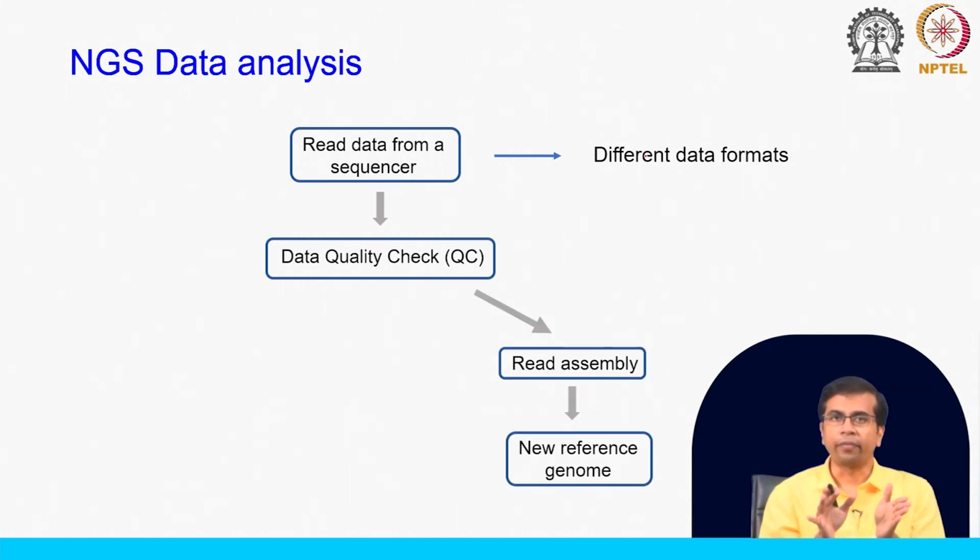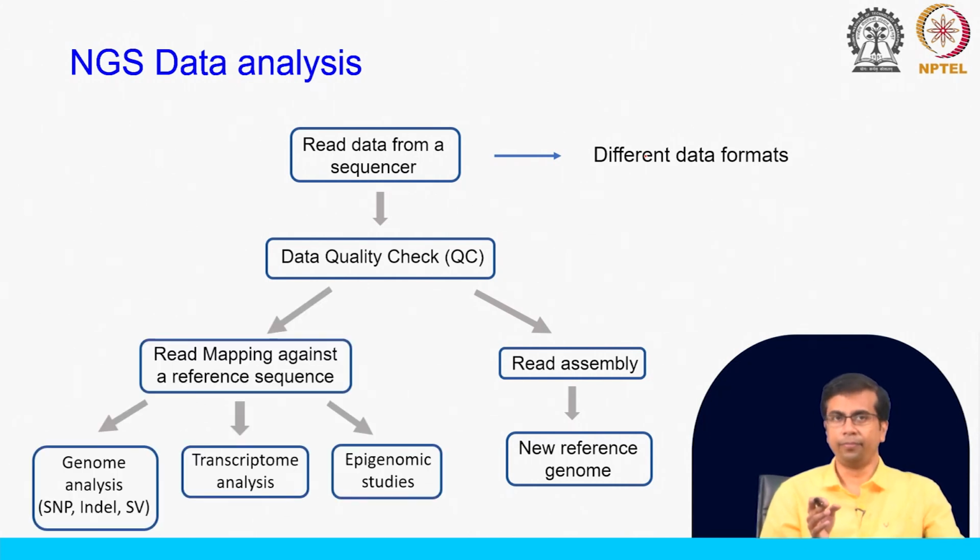Now, after you have done the quality check and you are satisfied that the data is good, you can take different paths for different types of analysis. Briefly, one path that we have is the assembly path, read assembly. This is true for new reference genomes. If you are sequencing a new genome or new organism for which there is no genome data available, the first thing we do is read assembly, and we get the new reference genome.